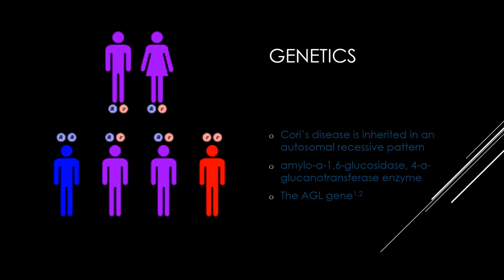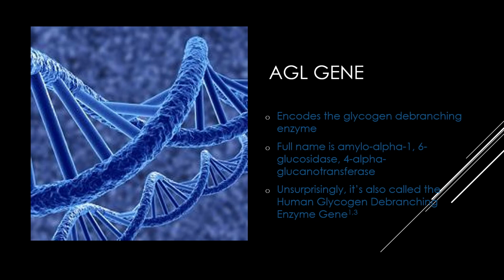Cori's is caused by a genetic mutation in something called the AGL gene. Now, the AGL gene is responsible for the production of the glycogen debranching enzyme. This gene is 82 kilobase pairs in length and is located in the first chromosome in the band 1p21.2. Most mutations in this gene result in inactive versions of the glycogen debranching enzyme, while some result in enzymes working in a reduced capacity. But what are glycogen debranching enzymes?